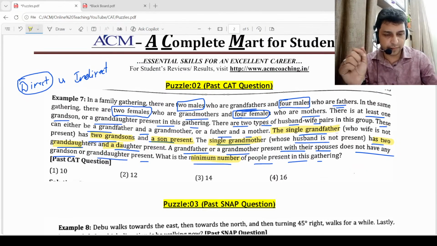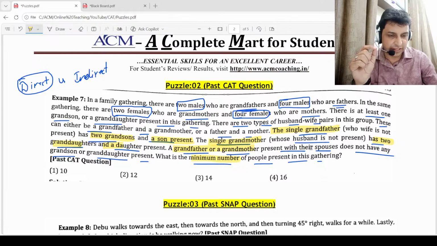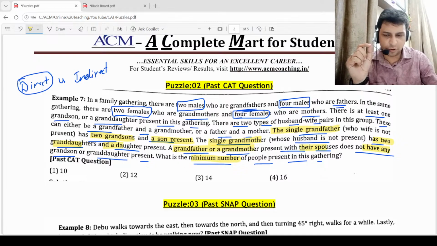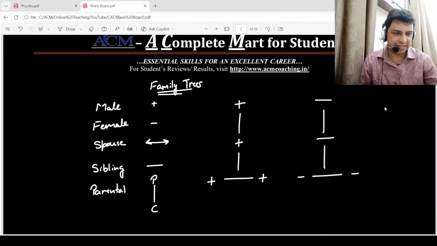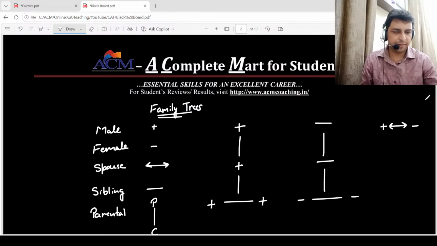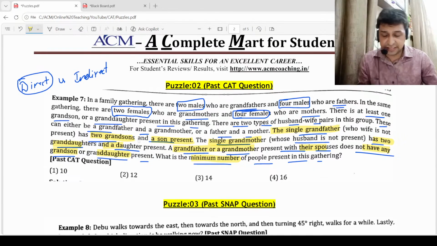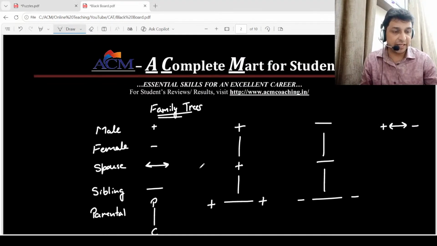Now there is a pair which they said, the pair of grandfather and grandmother with their spouses does not have any grandson or granddaughter present. Now let's say there is another one. Let's say these are the grandparents, right? Now let me see how many people I have till now and how many I need more.